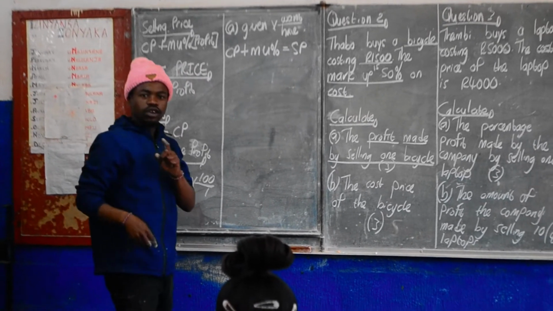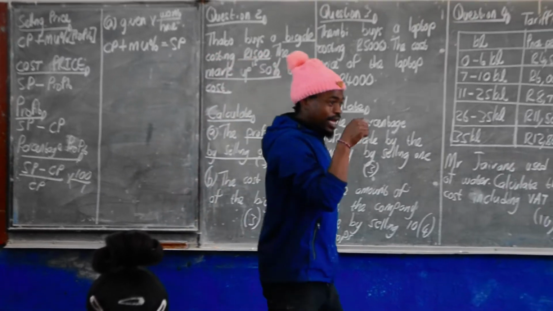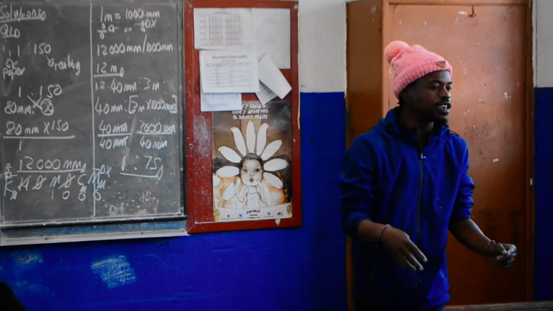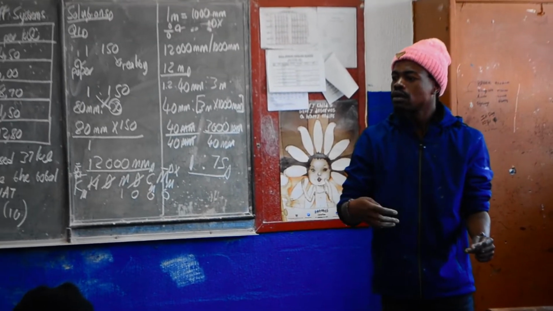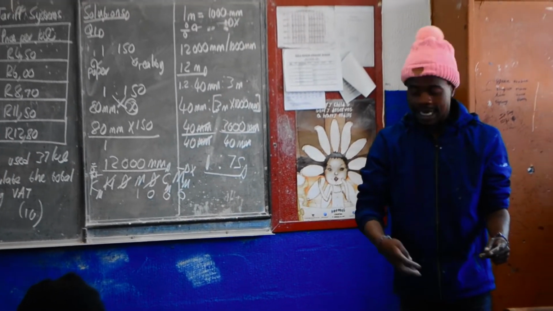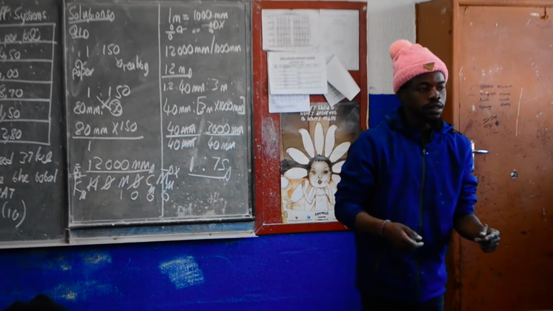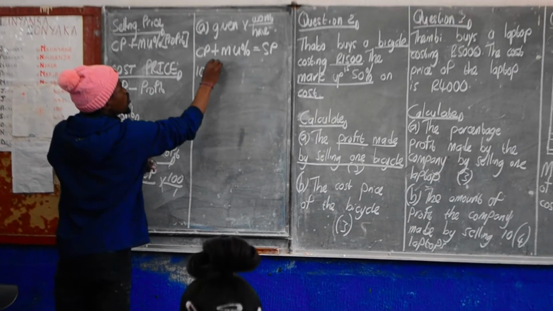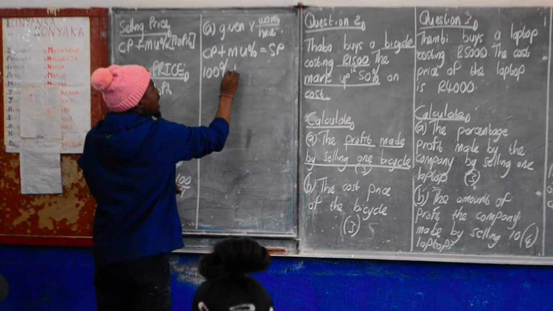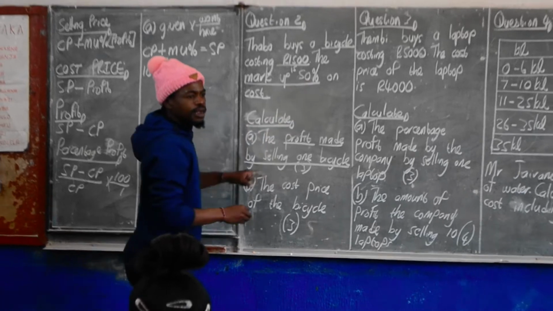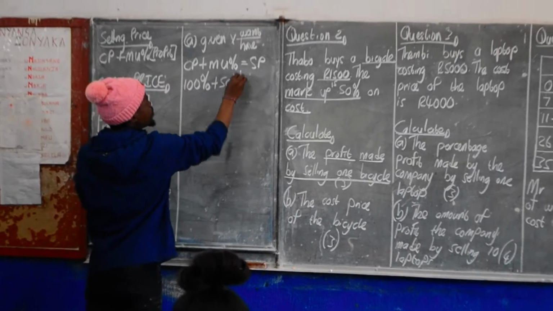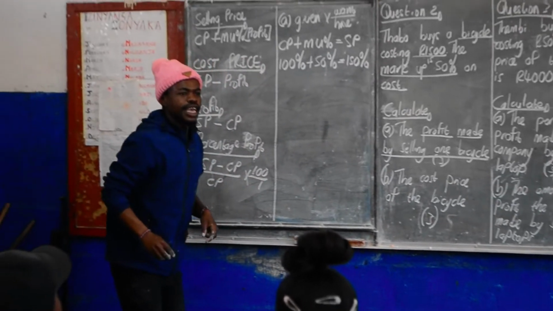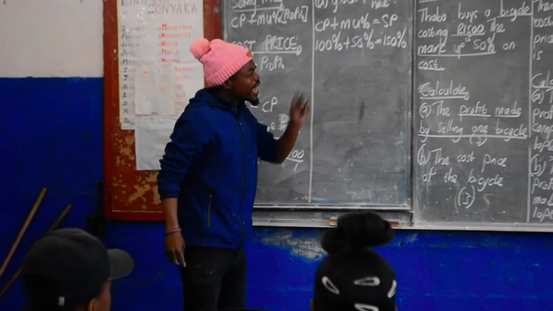So now, please listen to this attentively. Cost price is always at 100%. Cost price is always at 100%. Our cost price is always at 100%, plus they said the markup is at 50%, which is equivalent to 150%. Are we here?